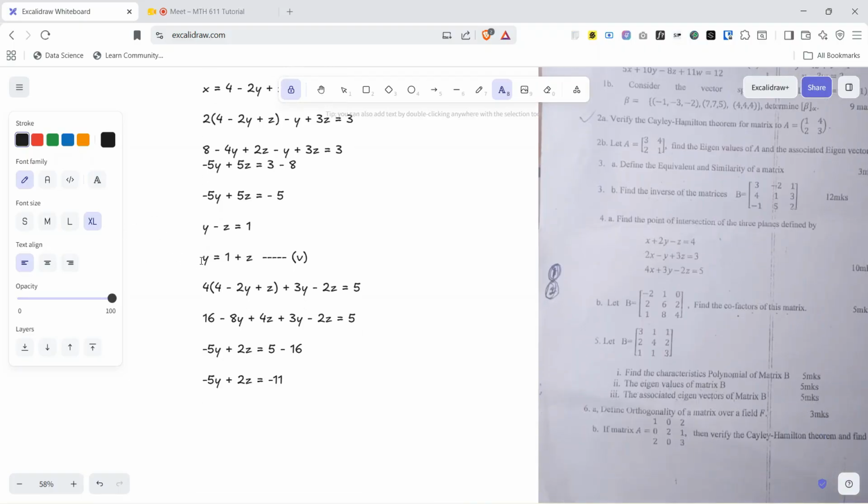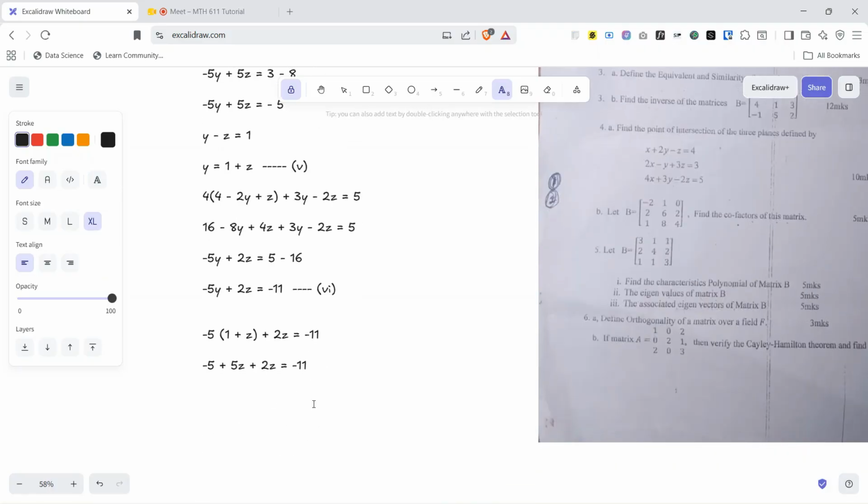Since we already have our y here, we are now going to plug in this y. Let's call this equation 6 now. We are going to plug y from equation 5 into the y we have here. So that will be minus 5 times (1 plus z) plus 2z equals minus 11. And this will give us minus 5 plus 5z plus 2z equals minus 11.